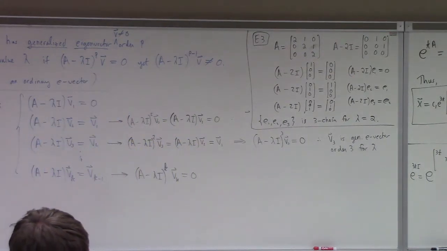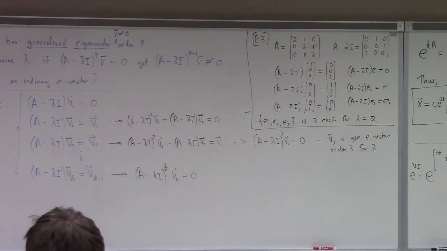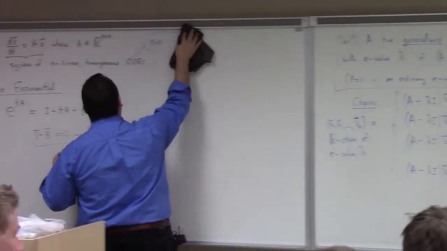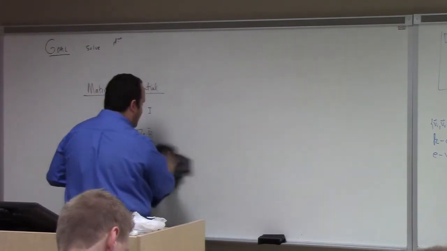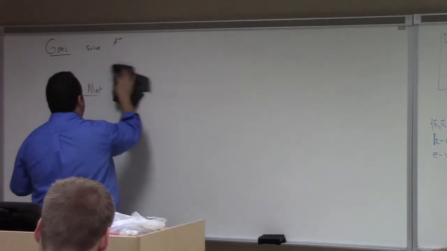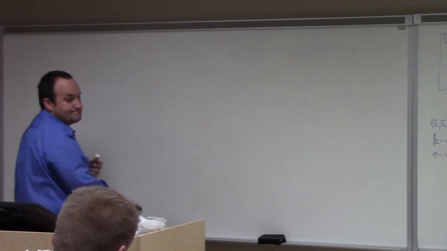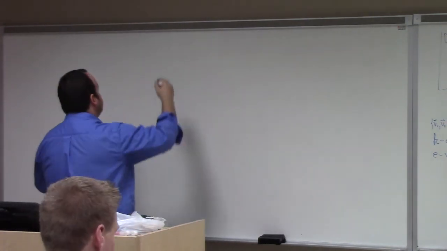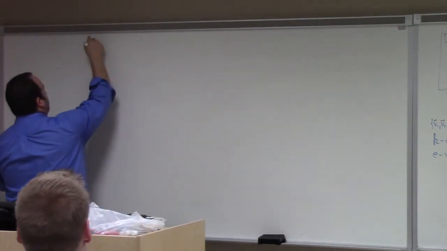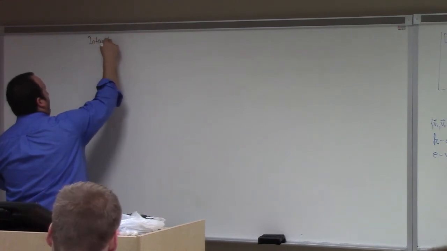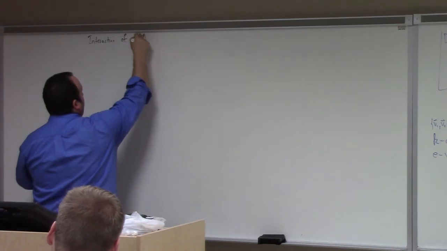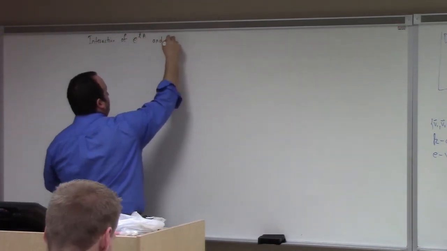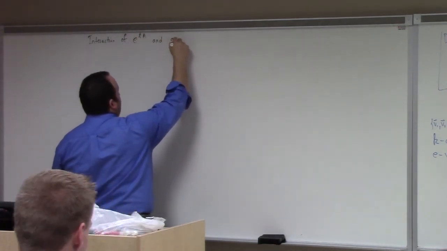Let's look at that. What happens when you take the matrix exponential and you feed it a chain of generalized eigenvectors? What happens then? So let's talk about the interaction of e to the tA and generalized eigenvectors.